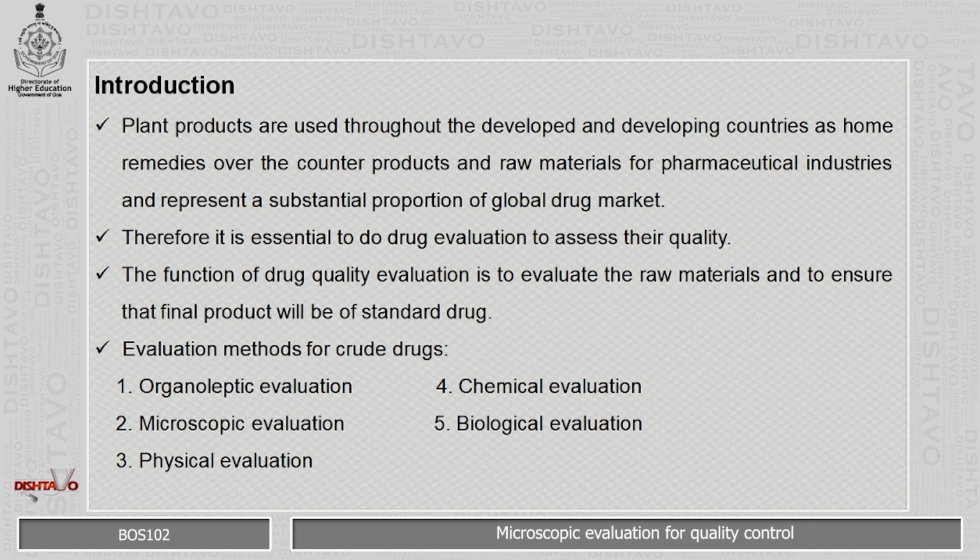be of standard drug. There are various methods of drug evaluation that are used to assess the quality of a particular drug, like organoleptic evaluation, microscopic evaluation, physical evaluation, chemical evaluation and biological evaluation. So these are the 5 main basic evaluation methods which are used for assessing the quality of a particular drug. So today we'll be focusing on microscopic evaluation.